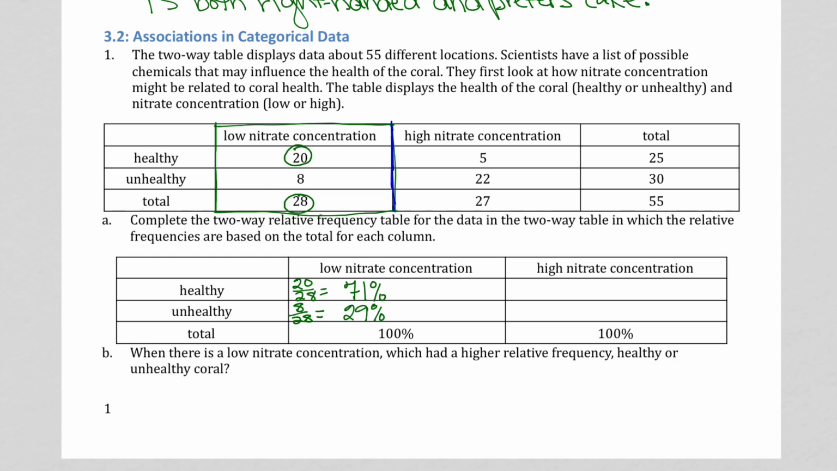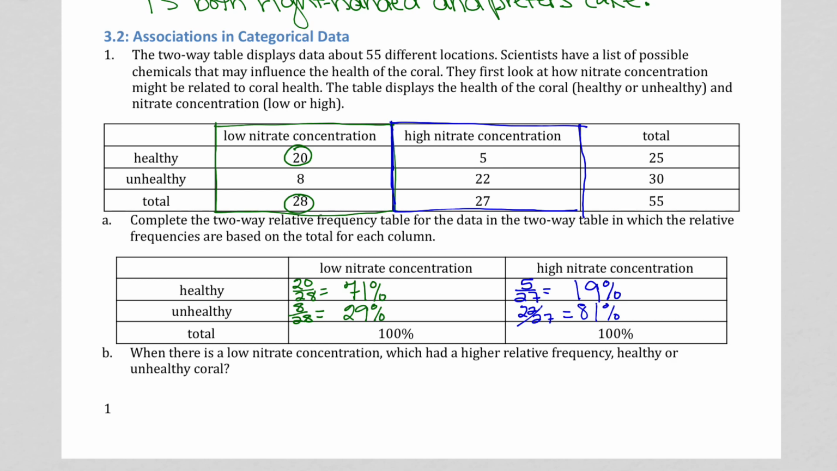What am I going to do for the high nitrate concentration and healthy coral? We're going to divide by 27, so what are we going to start with? 5 divided by 27, that is approximately 19%. Okay, what are we going to do for the high nitrate concentration and unhealthy coral? 22 divided by 27, and that is going to be approximately 81%. Does 19% plus 81% equal 100%?